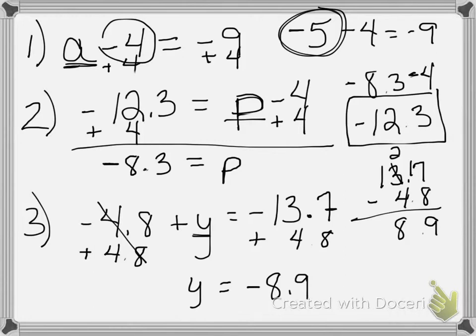-8.9 plus a -4.8. I would just add those together. 9 plus 8 is 17. Carry my 1. 8 and 4 is 12. Plus 1 more is 13. Bring down my decimal point. And they're both negative, so it'd be a negative 13.7. So that is correct. So my answer was negative 5 for a, negative 8.3 for P, and negative 8.9 for y.